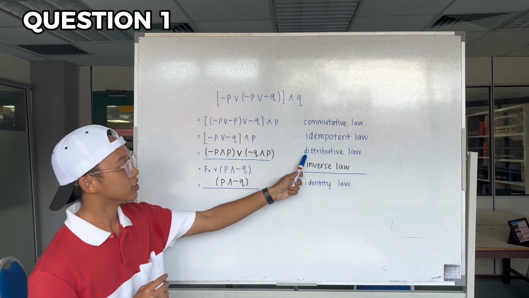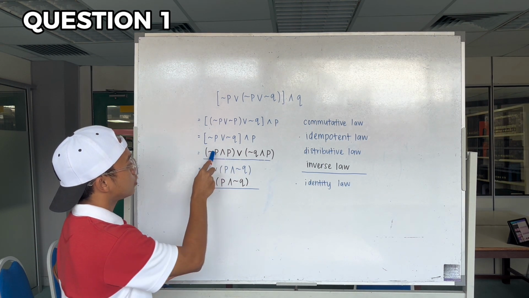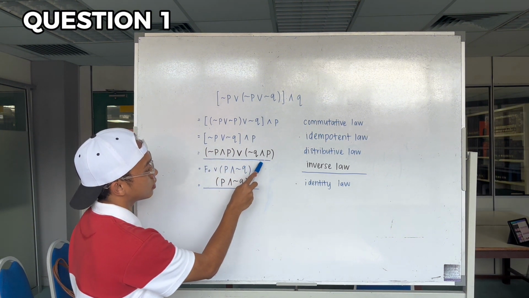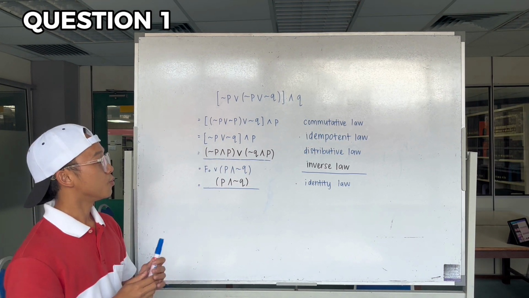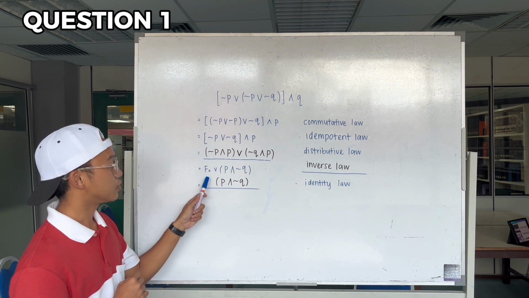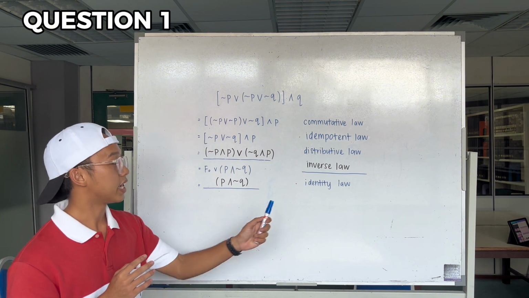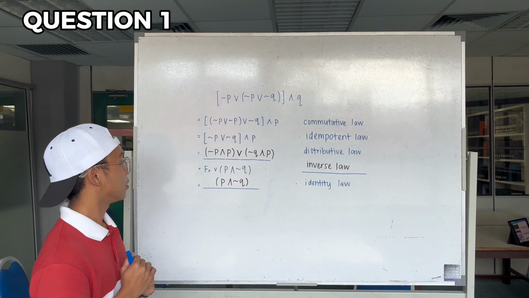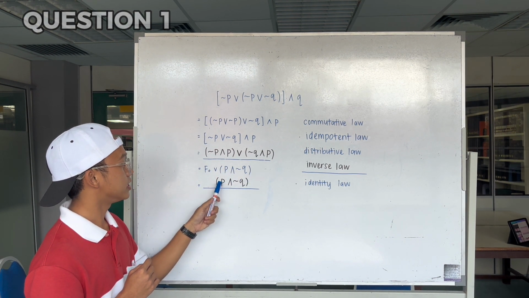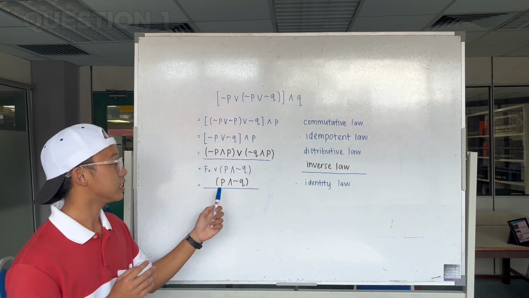And then we use the distributive law, which is we expand this into negate P and P, or negate Q and P. And then we use the inverse law. We can simplify this one into the contradiction. And lastly, we can use the identity law to get the final answer, which is contradiction or P and negate Q. We can change this into P and negate Q. And this one is the final answer.